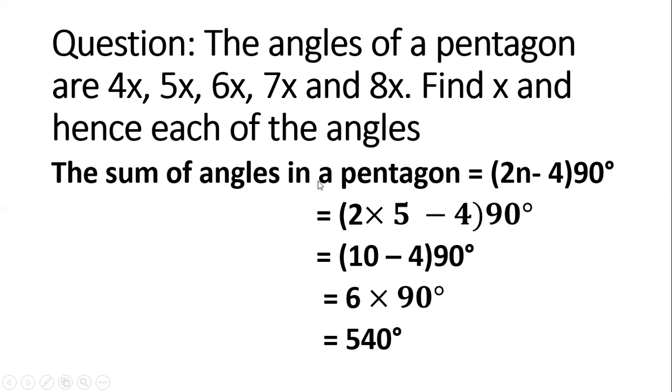The sum of angles in a pentagon will now be what? Using the formula and the proof that we have just arrived at, 2n minus 4 bracket 90. N now, since it's a pentagon, is 5, so 2 times 5 minus 4 bracket 90 degrees. 2 times 5, 10. 10 minus 4, 6 bracket 90 degrees. So 6 times 90 will give us 540. So that means the addition of 4x plus 5x plus 6x plus 7x plus 8x gives us 540 degrees.